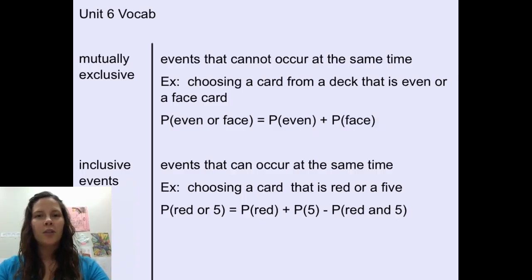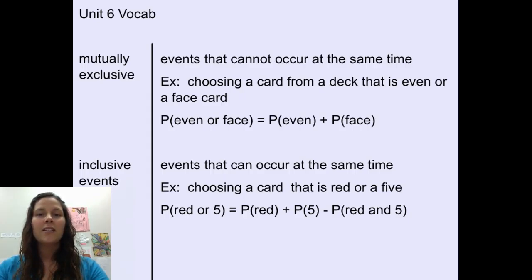So we spent the last few days looking at "and" probability. What's the probability that this event and this event will occur? Now we're getting into "or" probability. What's the chance that this or this will happen? Well, there's two different types of "or" probability, just like there's two different types of "and" probability.